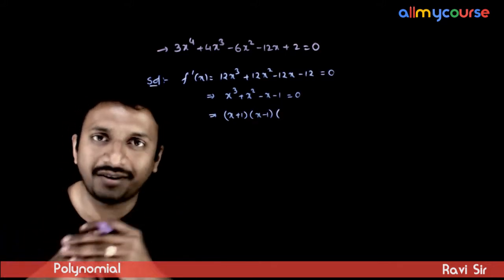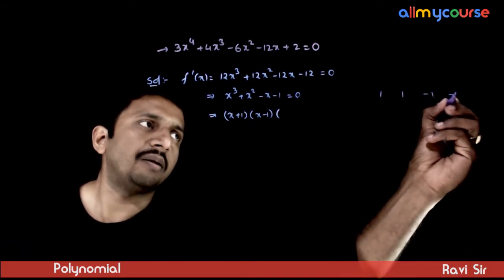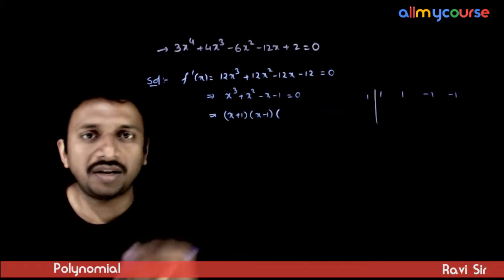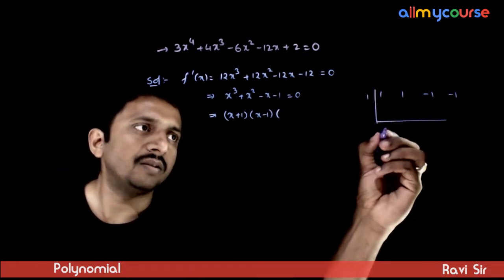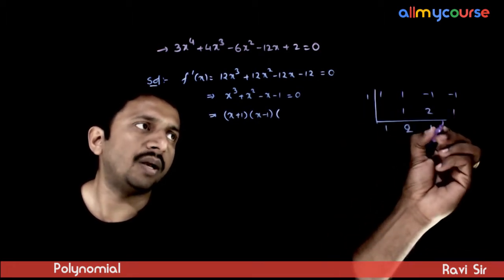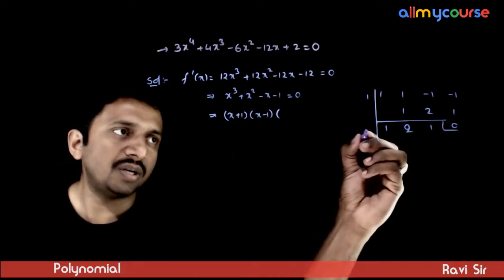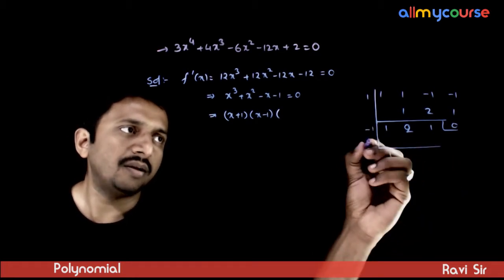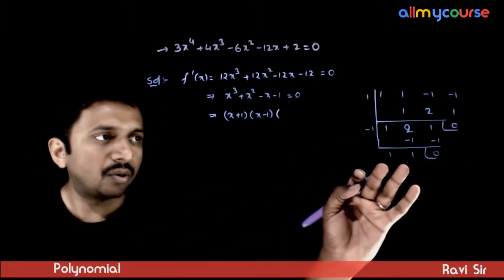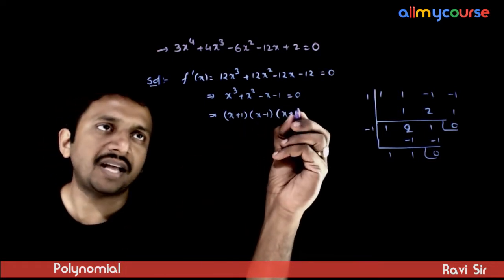So you can use Horner's synthetic division. So 1, 1, minus 1, minus 1. First let us divide with x minus 1. So let us use 1 here. So 1, 1, 2, 2, 1, 1. So you get 0. Next let us divide with x plus 1. So let us use minus 1 here. 1, minus 1, 1, minus 1. You get remainder 0. And the quotient is x plus 1. So the third factor is x plus 1.